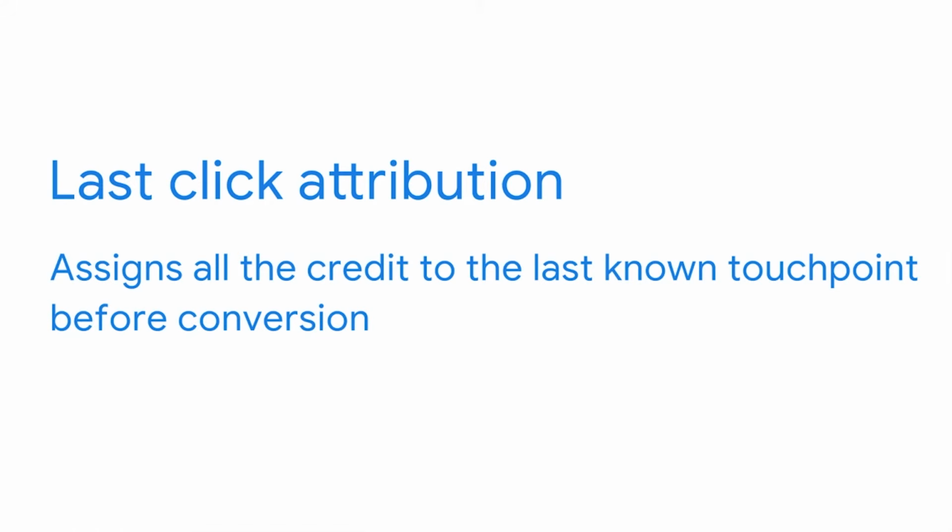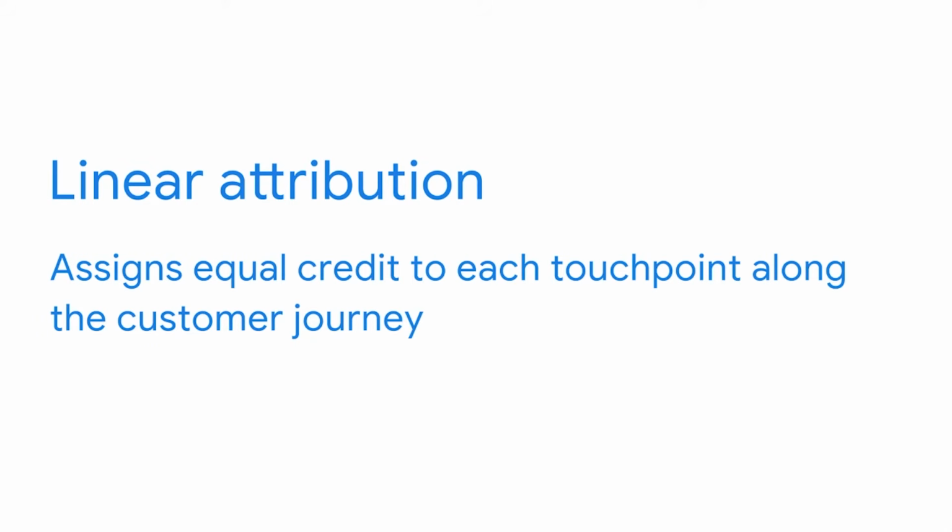Last click attribution assigns all the credit to the last known touch point before conversion. If our art store customer makes a purchase after the 4th or 5th touch point, maybe a promotional email, last click attribution would give full credit to that email. Linear attribution assigns equal credit to each touch point along the customer journey. So for our art store customer's journey, the social ad, promotional email, and all the touch points in between share credit for the eventual conversion.